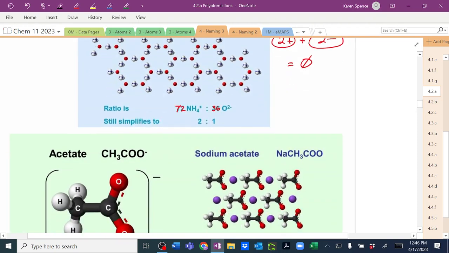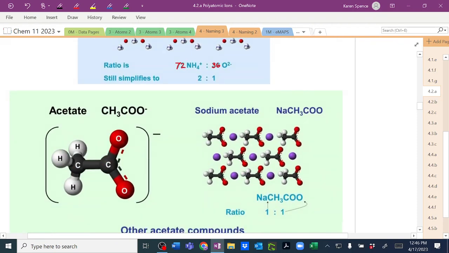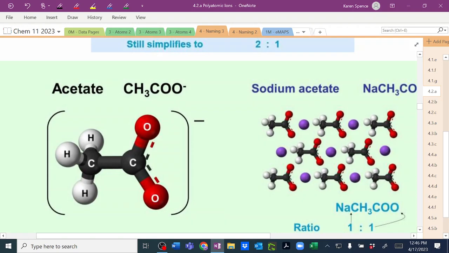Okay, here is another polyatomic ion, acetate. I would like you to go find acetate on your table of ions and see if you can find another name for it as well. Can you find another name for acetate on your pink sheet?